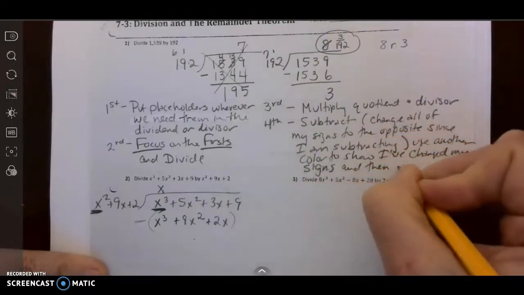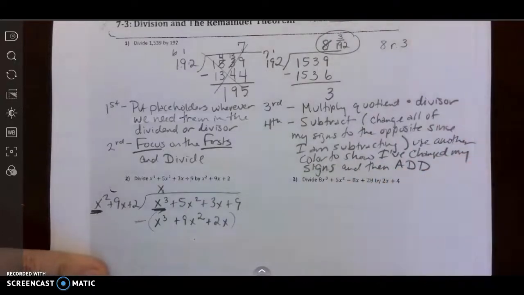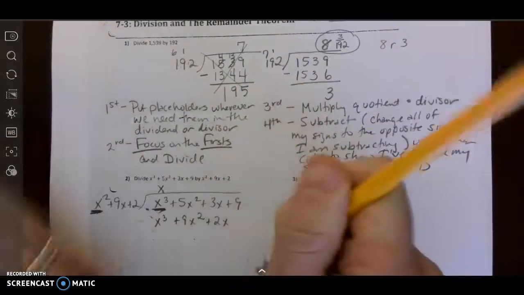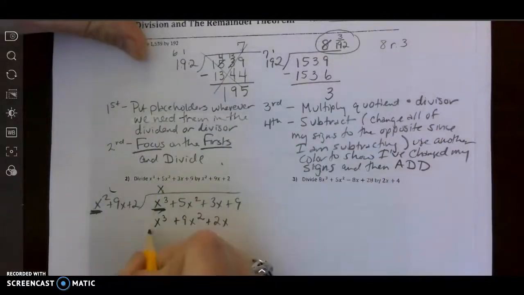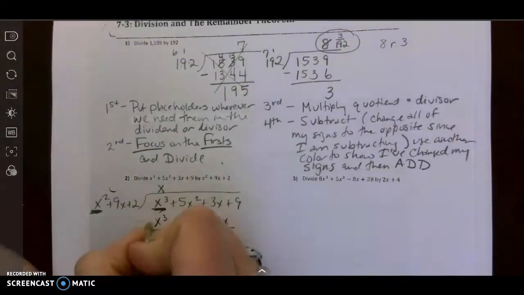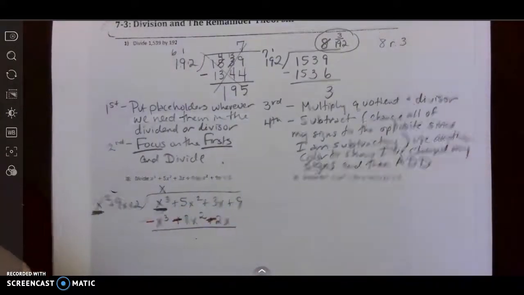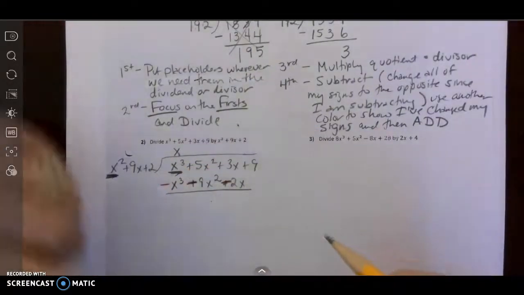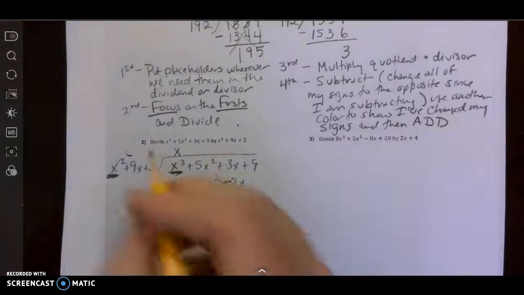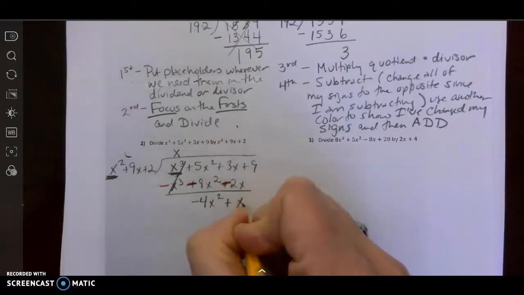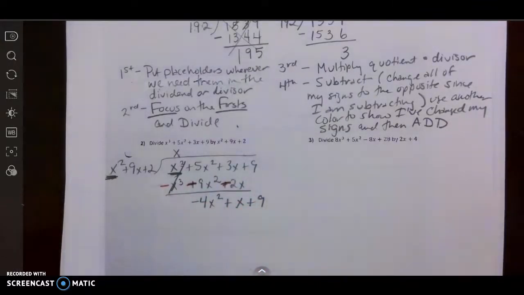And then I add. Because I've changed my signs, I can simply use addition. I'll show you what I mean. So I don't just write minus like that. I change my signs. This is positive, so it becomes negative, negative, negative. And then I can simply add. I don't know if you can tell, I was using a red pen to do that. They cancel, I get negative 4x squared plus 1x plus 9.